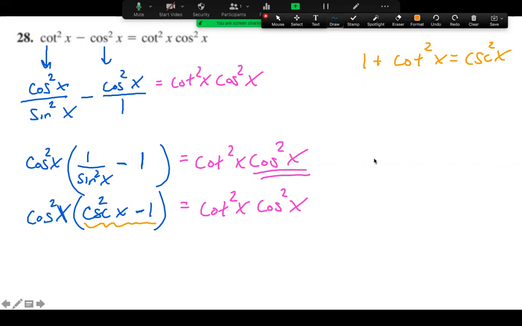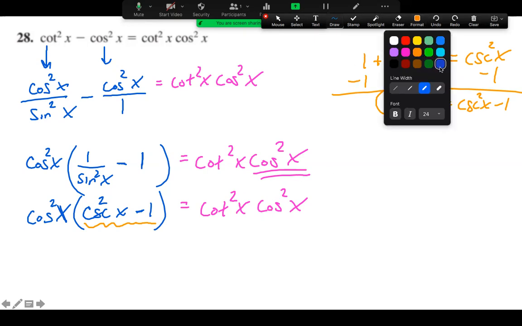Again, note in my parentheses, I don't have exactly this. I have cosecant squared x -1. So if I take this Pythagorean identity and subtract 1 from both sides, then I have it. I have cotangent squared x is equal to cosecant squared x -1. So anywhere I see cosecant squared x -1, I can replace it with cotangent squared. So I will make that substitution.